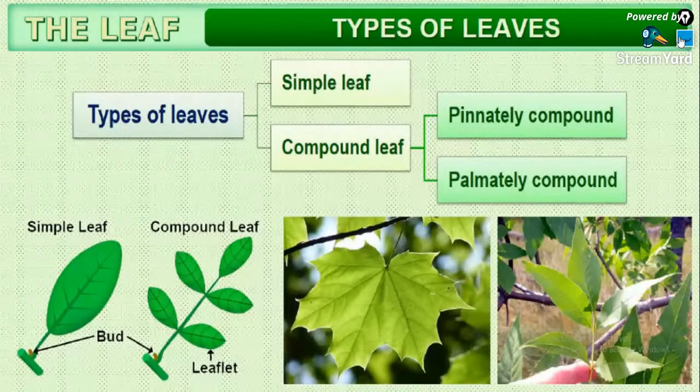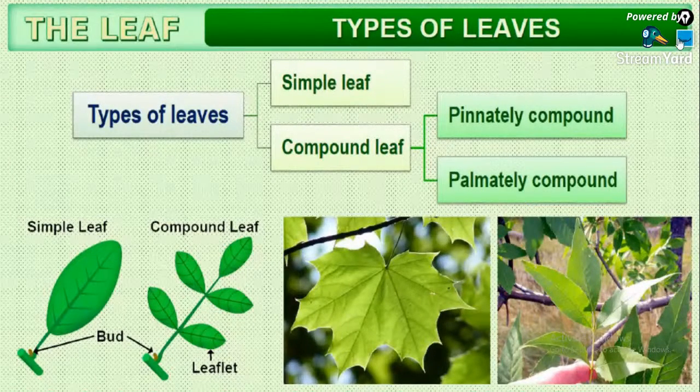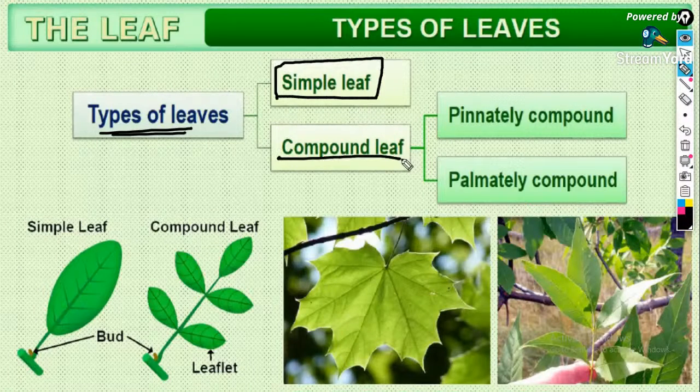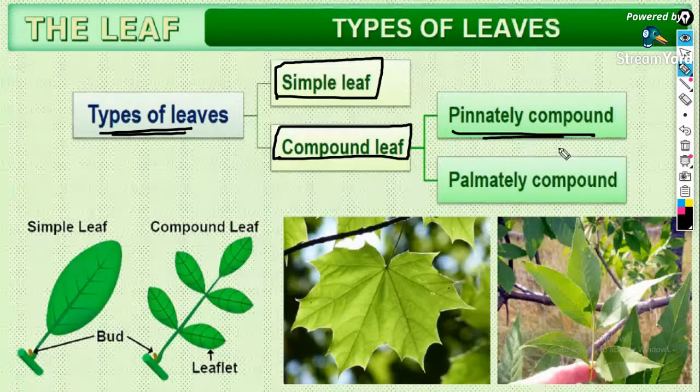So next we are going to discuss the types of leaf. There are two types of leaf, that is simple leaf and compound leaf. Simple leaf is there, compound leaf is there.